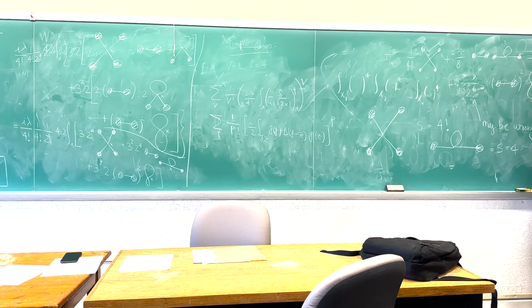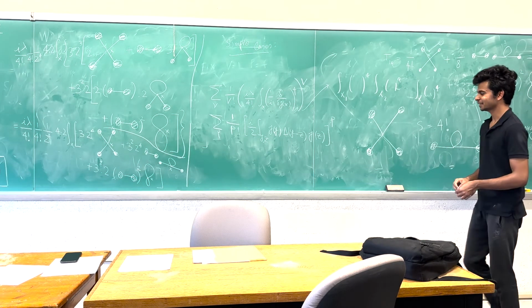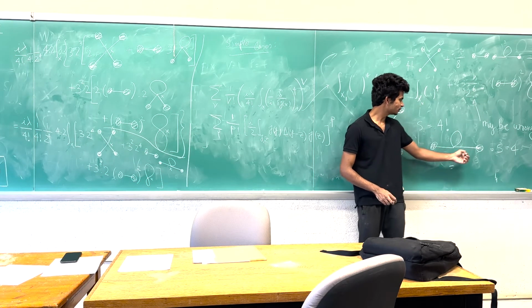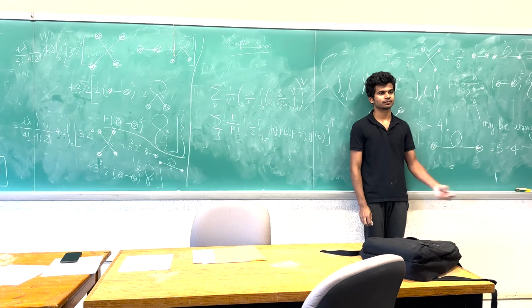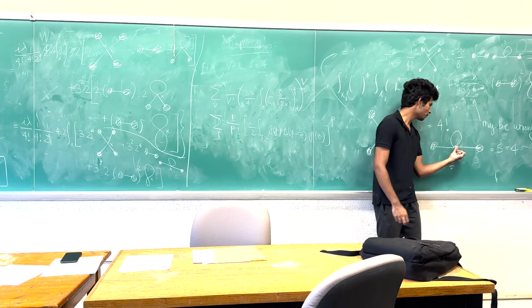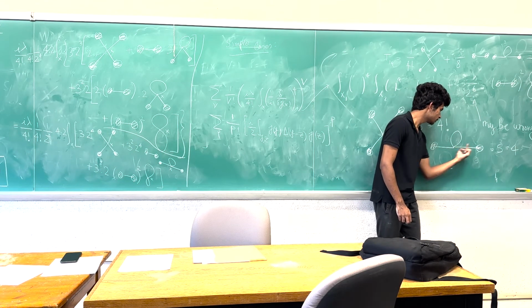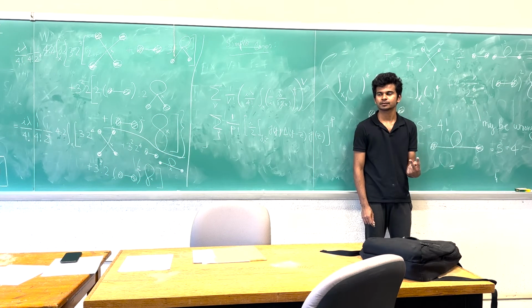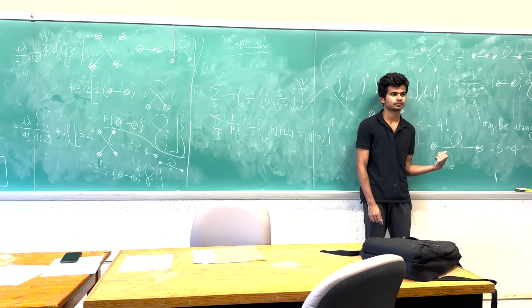Did you get it? It's actually a bit tricky. So you can swap these two propagators. Yes, factor of 2. You can swap the vertex of this connection and that connection, factor of 2. That's equivalent to swapping the propagator. You get the same diagram back.